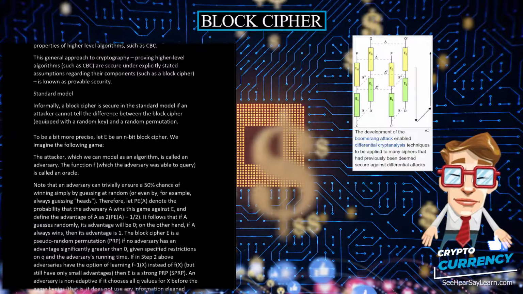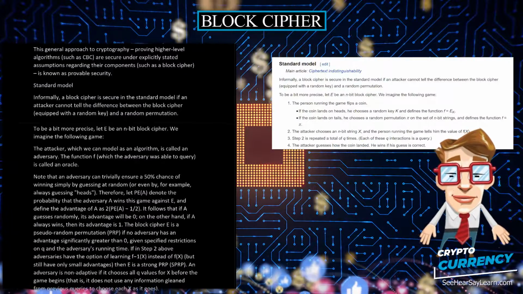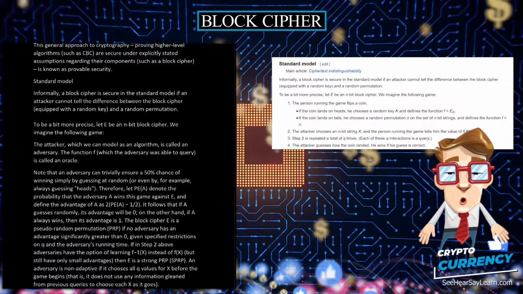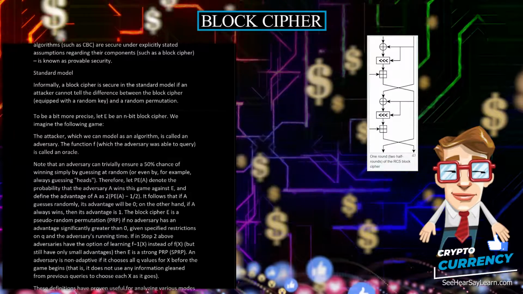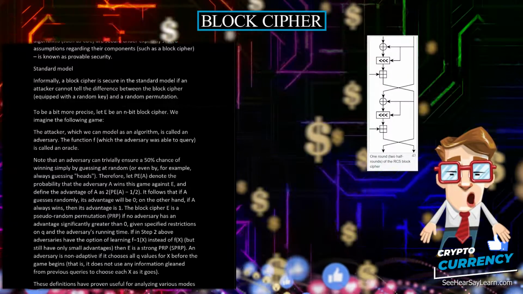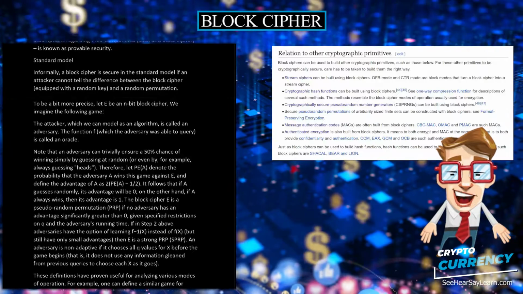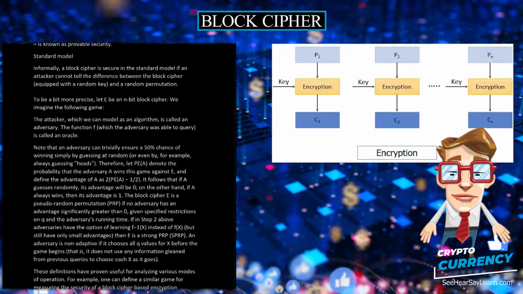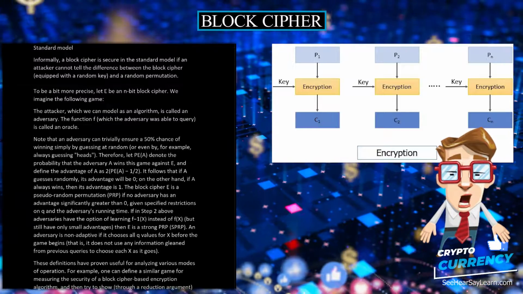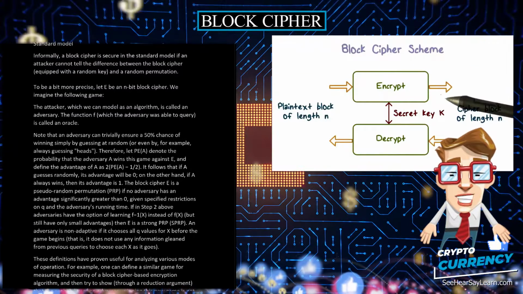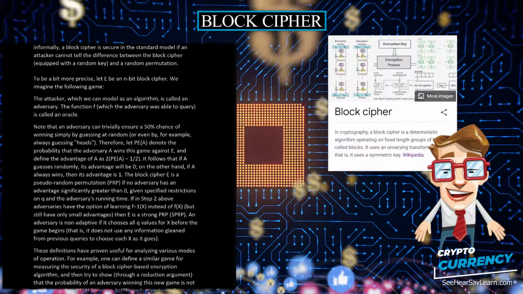Therefore, let P denote the probability that the adversary A wins this game against T, and define the advantage of A as 2P minus half. It follows that if A guesses randomly, its advantage will be 0; on the other hand, if A always wins, then its advantage is 1. The block cipher E is a pseudo-random permutation, PRP, if no adversary has an advantage significantly greater than 0, given specified restrictions on Q and the adversary's running time.